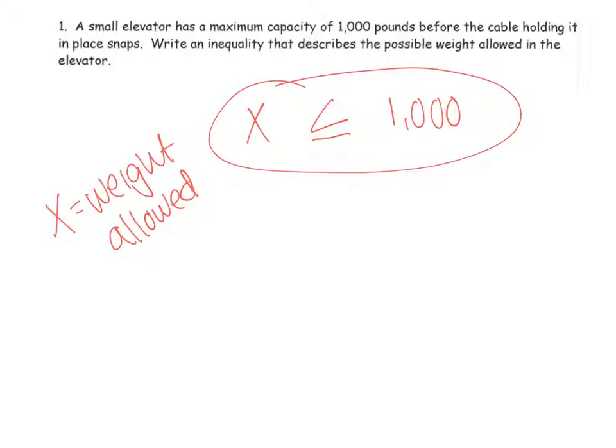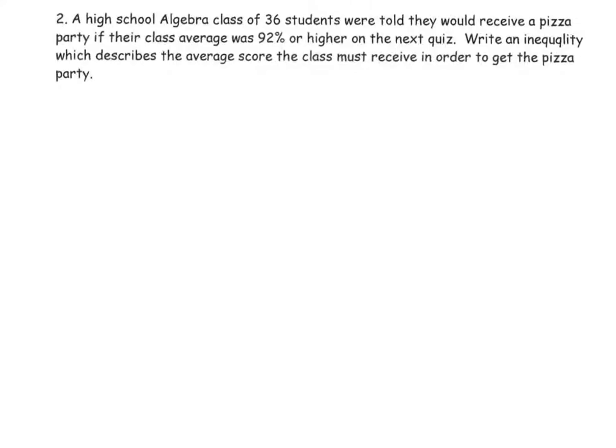All right? Okay, so now number 2. A high school algebra class of 36 students were told they would receive a pizza party if their class average was 92% or higher on the next quiz. Write an inequality which describes the average score the class must receive in order to get the pizza party. So what number am I going to be using here, the 36 or the 92? Does this 36 matter? Does it make a difference? No. So the number I care about is 92.